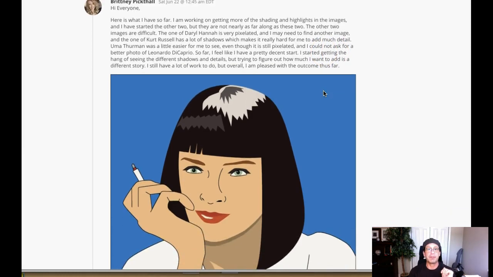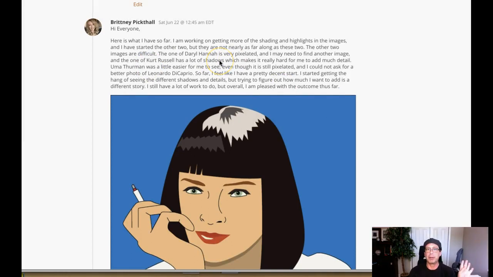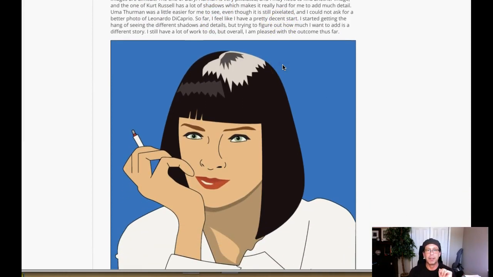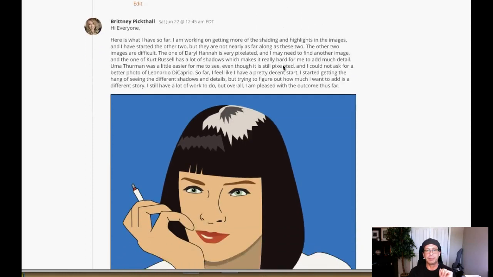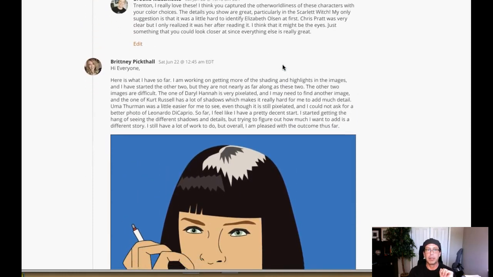So, if you want to change your images, I'm perfectly fine with that. Problematic image means you have to change. That's perfect. Okay, let's go ahead and take a look.